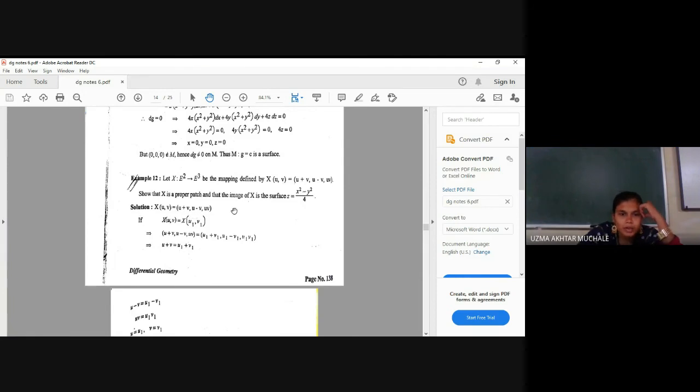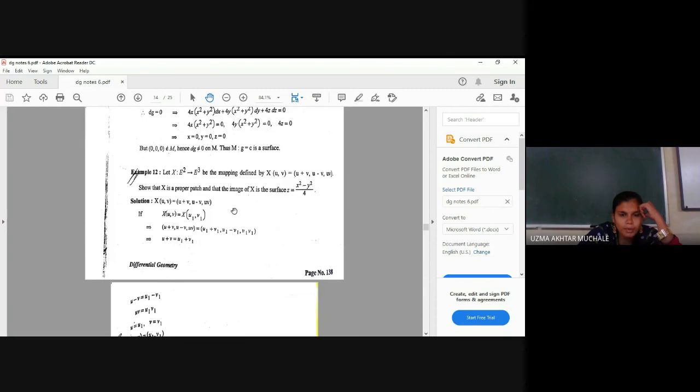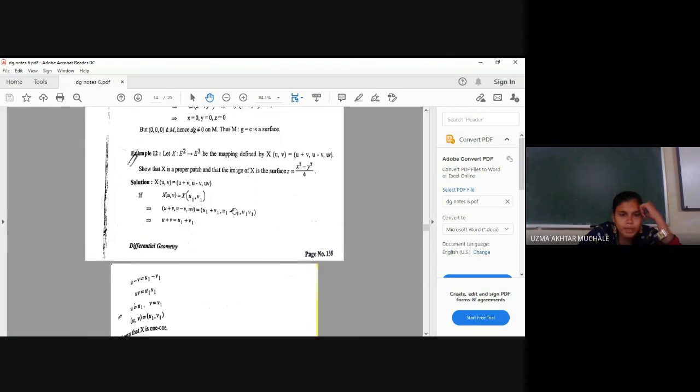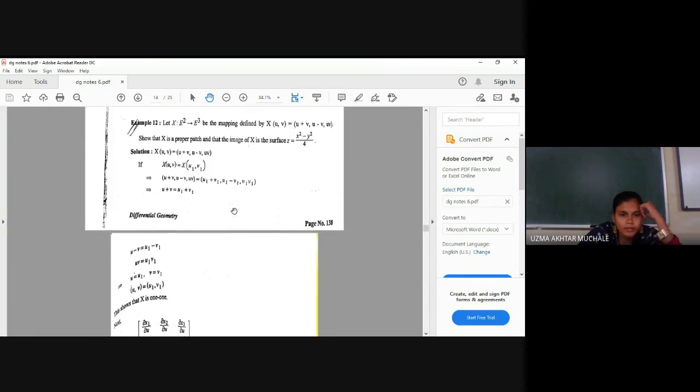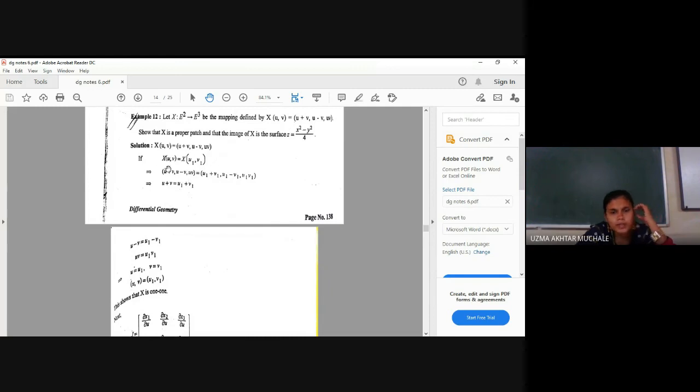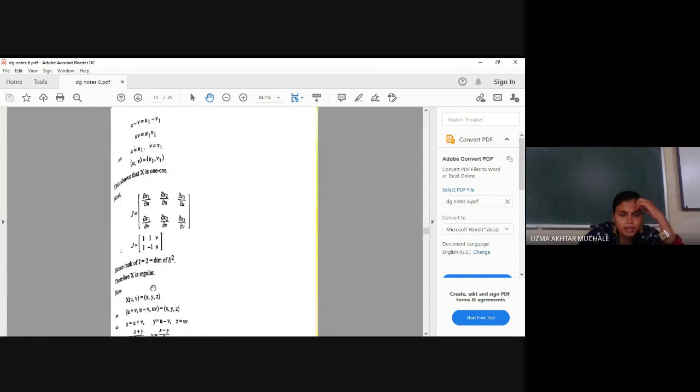Okay. So now what is our aim to check in this? We have to show that it is a proper patch. To show it is a proper patch, first we will show it is 1-1. To show it is 1-1, it is very easy because the function is u plus v, u minus v, and u into v. So from coordinate-wise equality, we can say directly that u1 is equal to v1 and u2 is equal to v2. Now what remains is to check whether it is regular.